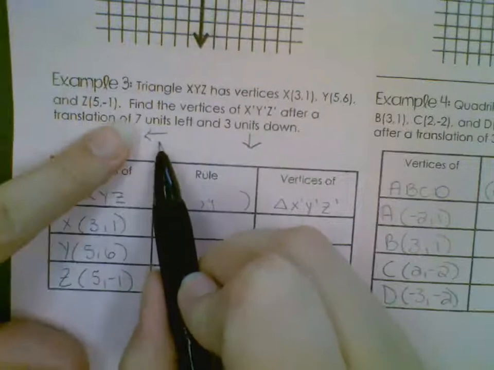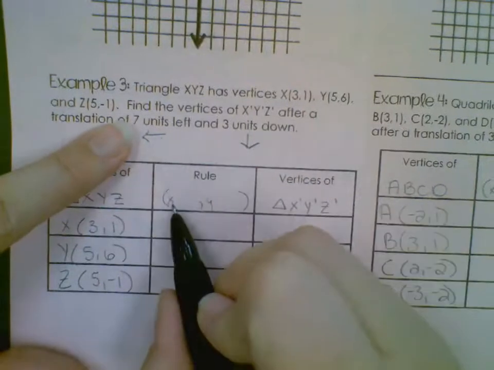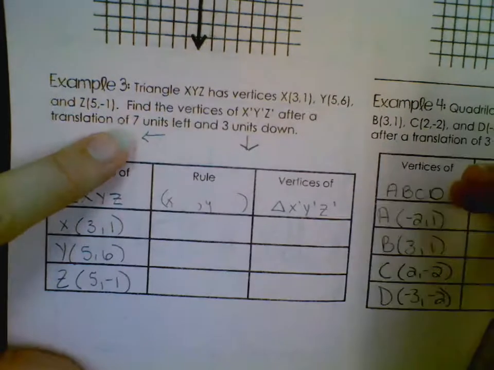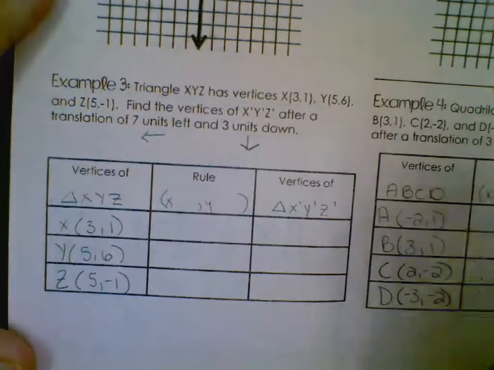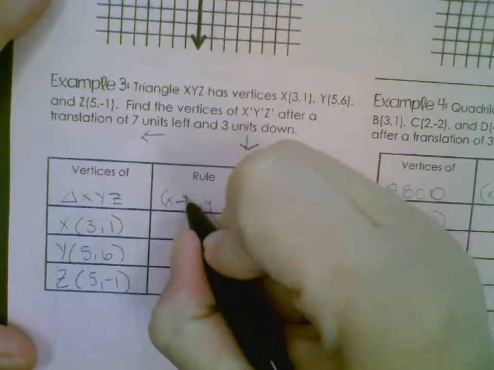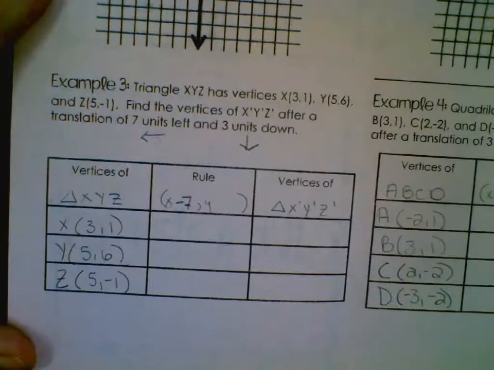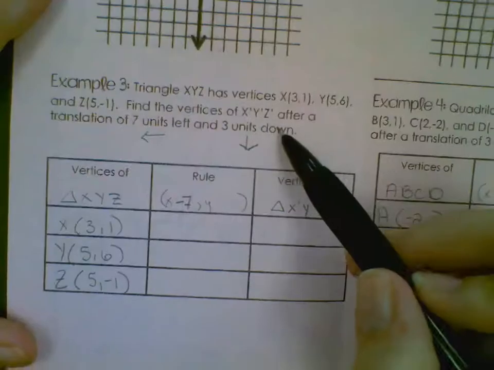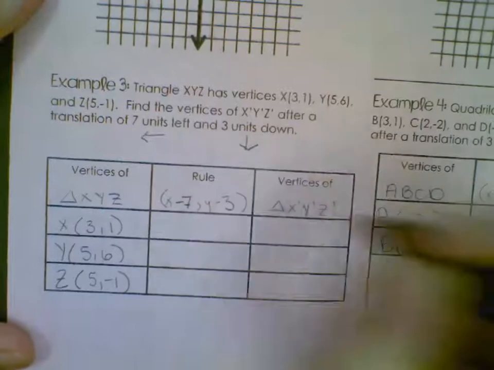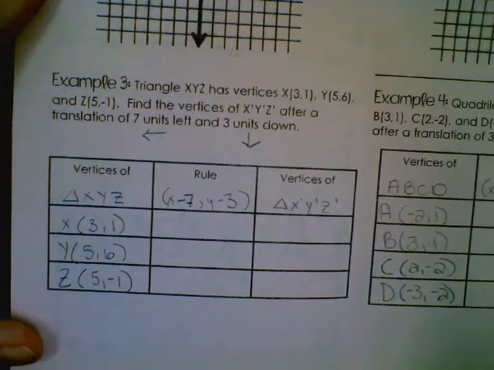So if I move 7 units to the left, what am I going to be doing to my X values? Am I going to be adding those 7 units or subtracting? Good, we'll be subtracting 7. If we move to the right, that's when we're adding. And if we're moving 3 down, is that adding or subtracting? Good, we'd be subtracting. So we'll subtract 3 from our Y's.